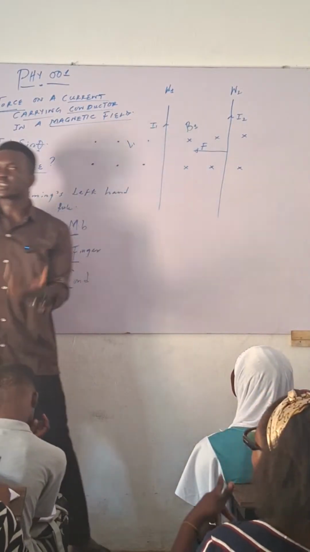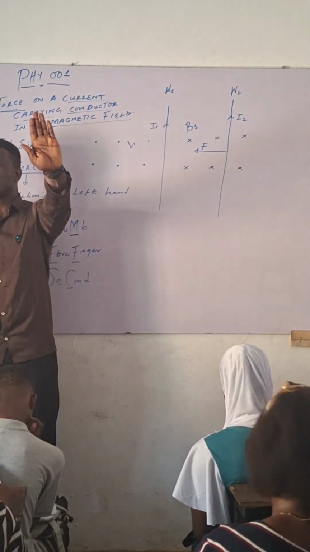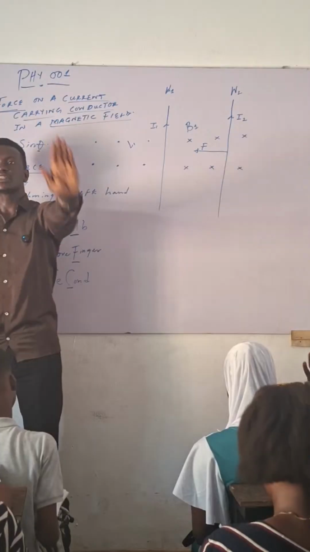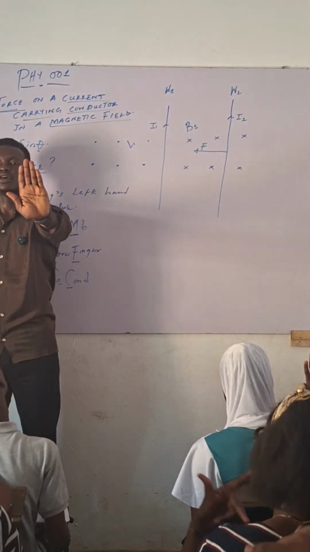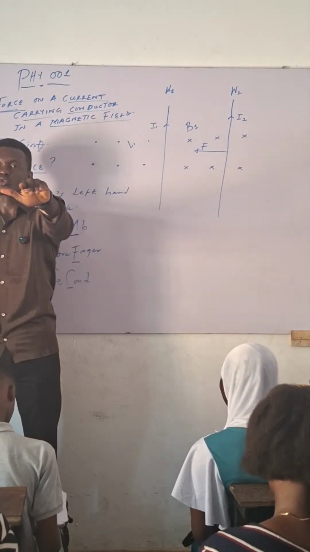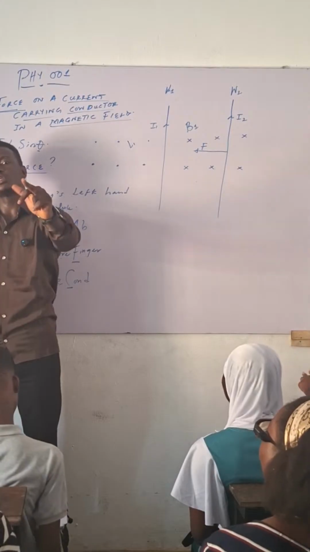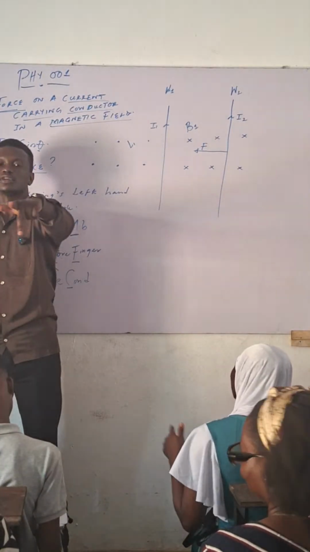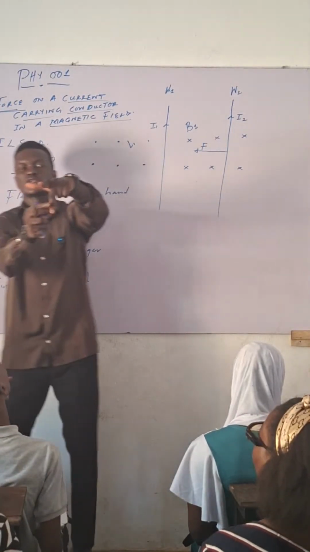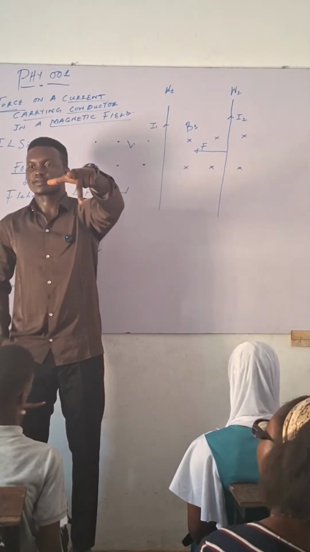So let's do it again. This is your left hand. Then your fingers coil. This one represents the field, so just keep these ones. Then this one is pointing forward, this one is pointing down, then this one to the side. So do it.